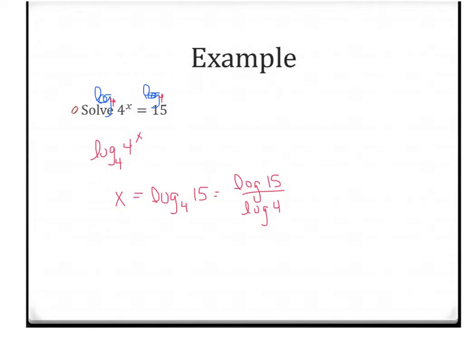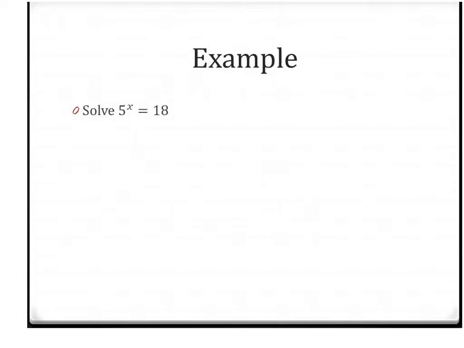So then we are going to need to use our calculators. Log 15 divided by log 4. And we go to 3 decimals, 1.953. All right, so let's look at another one of those.